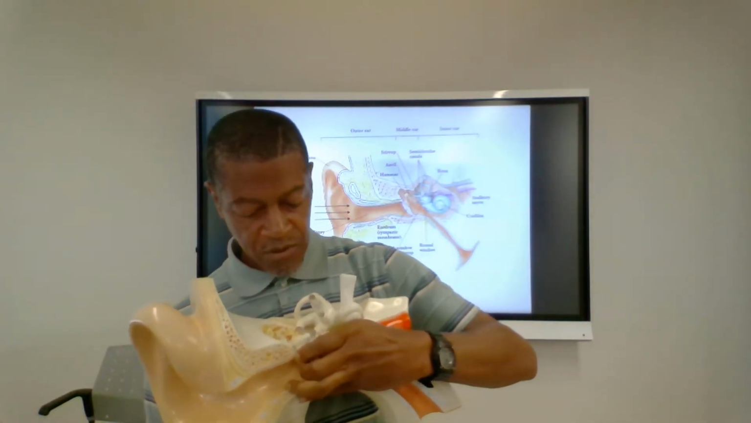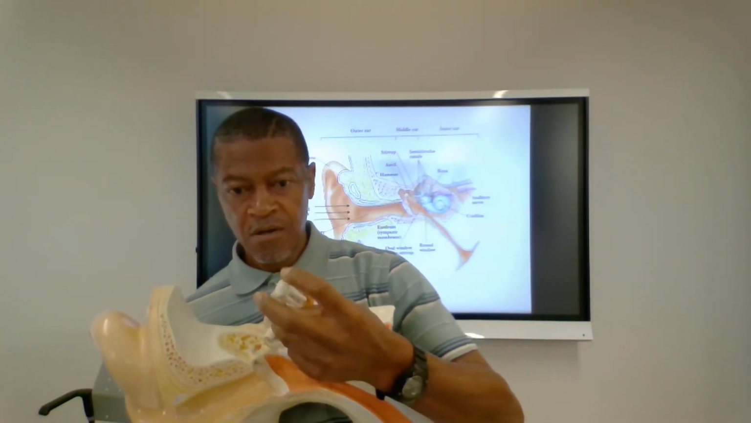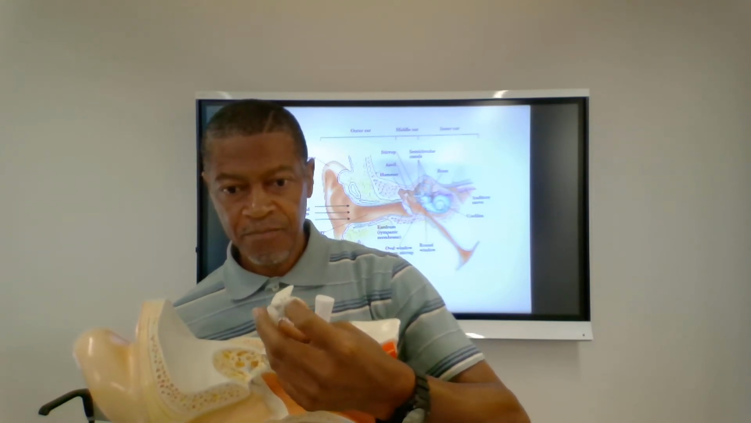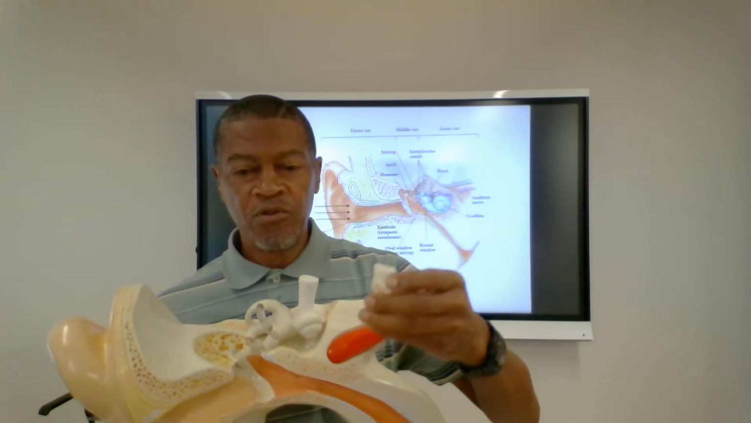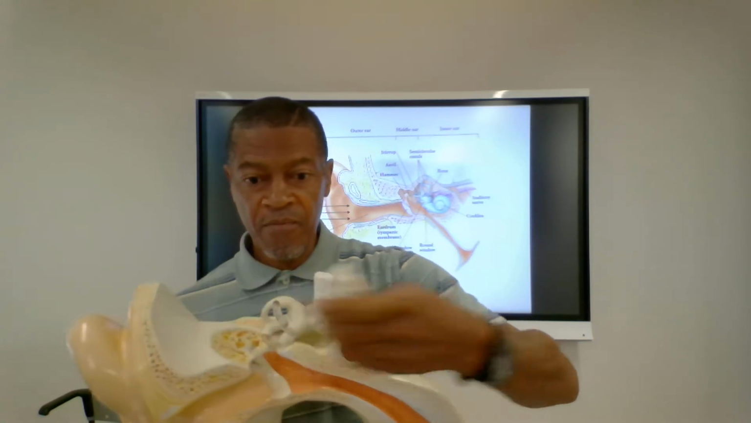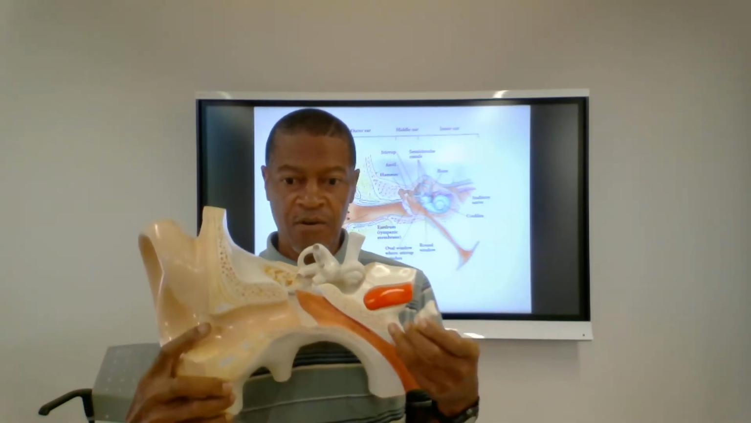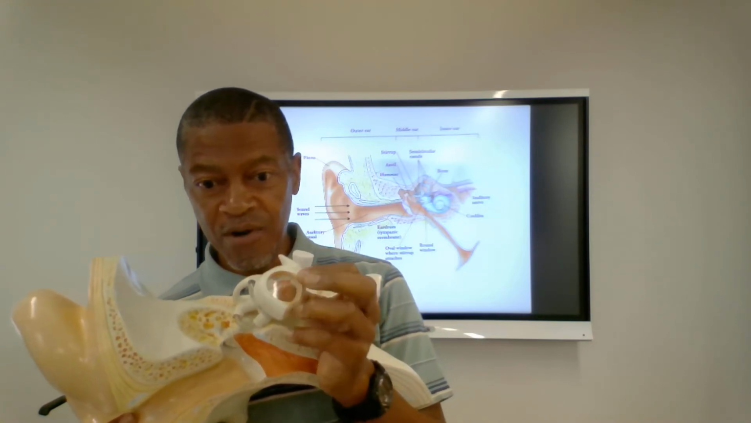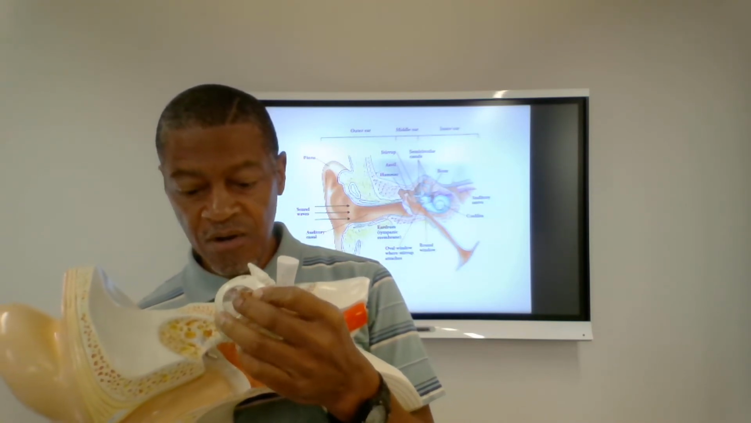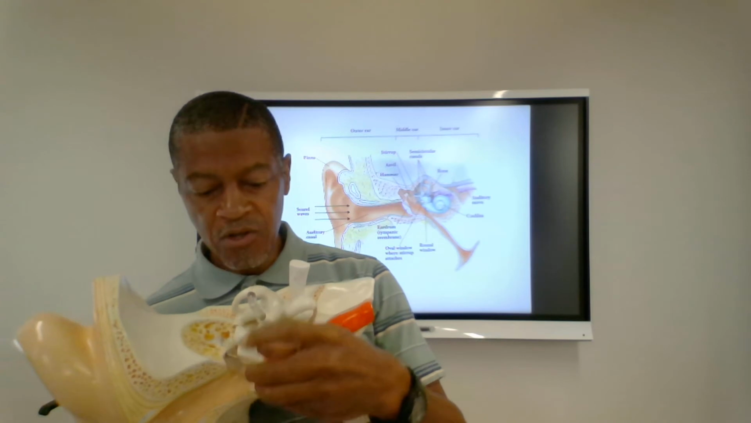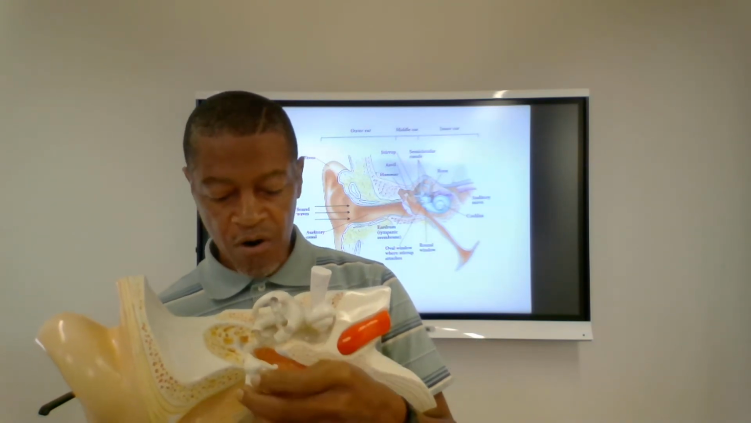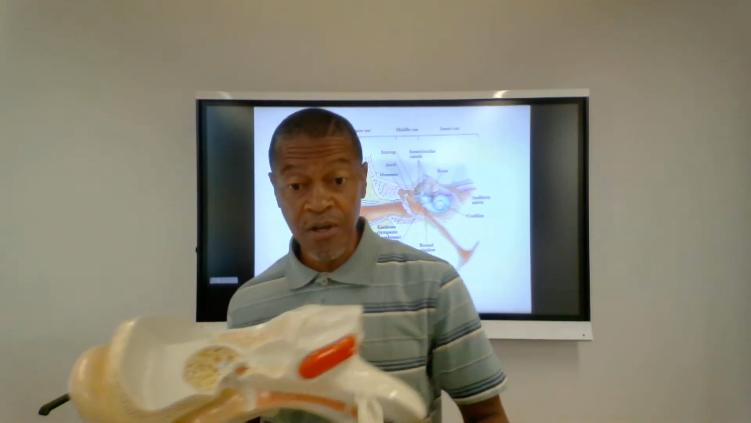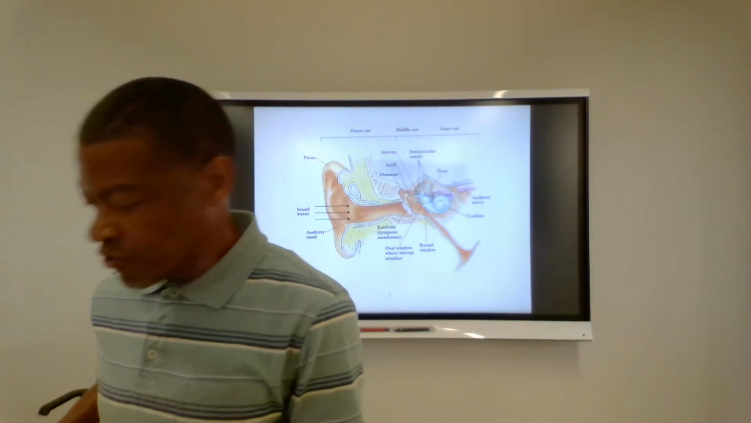So these bones are the smallest bones in the body. They help to reduce that loud sound coming from the outside of the ear so that it doesn't bust your eardrum. Don't have that eardrum busted. If you do, you got a problem. So the shapes of these bones are why they're called those particular names, hammer, anvil, and stirrup.